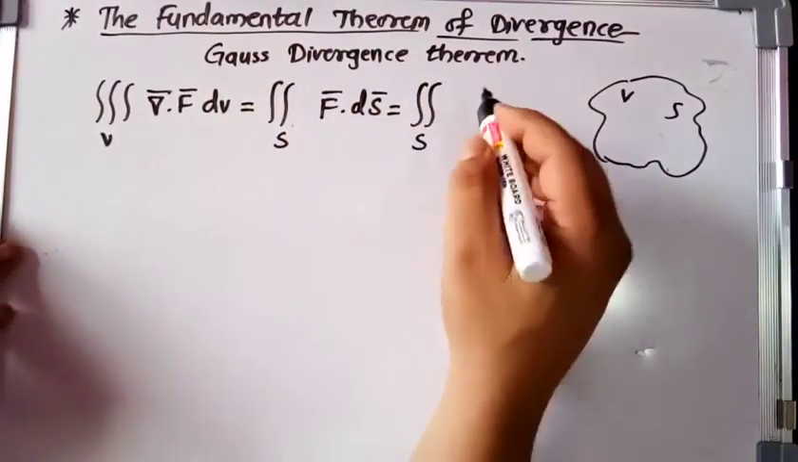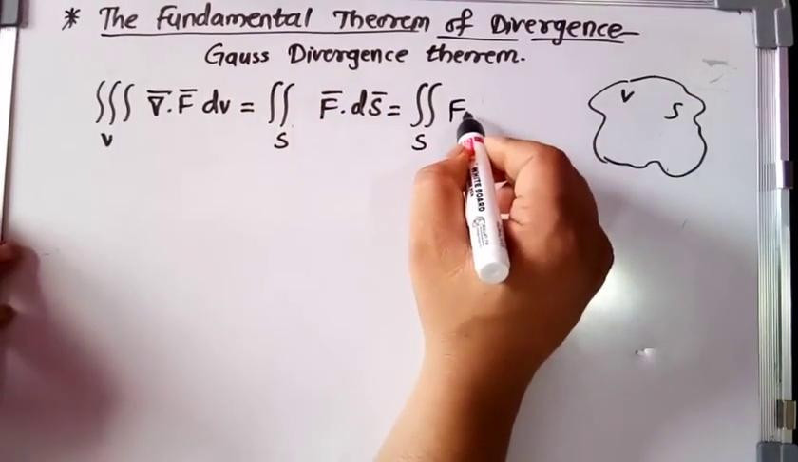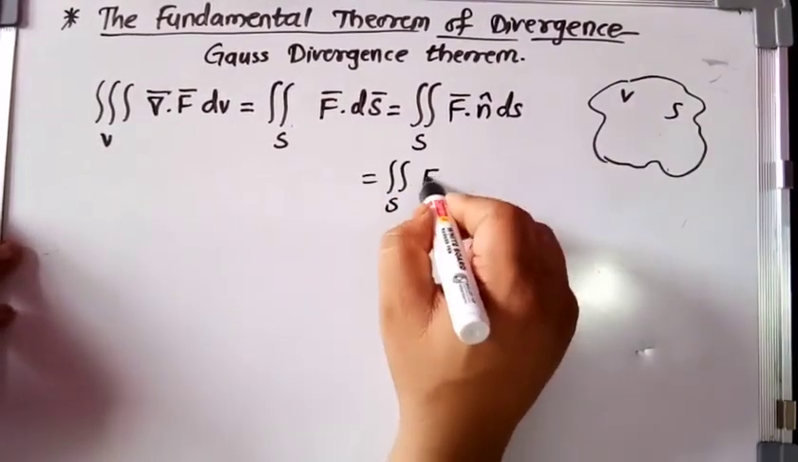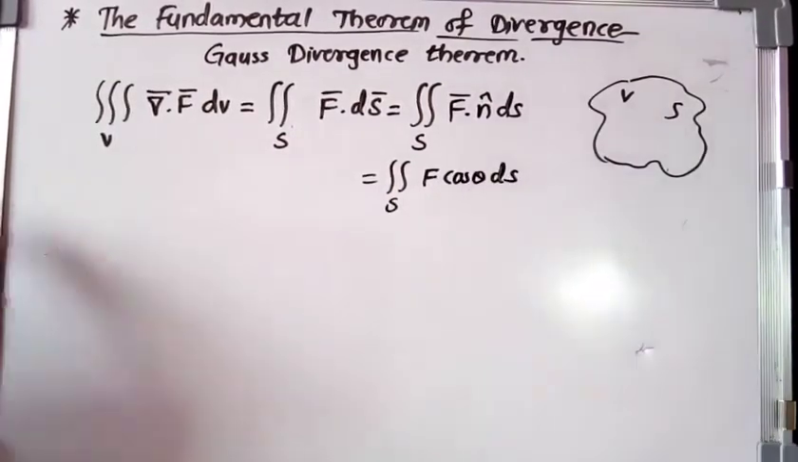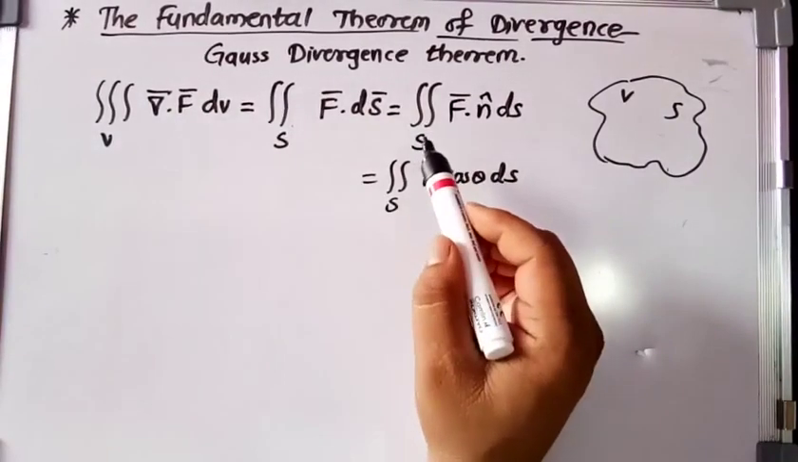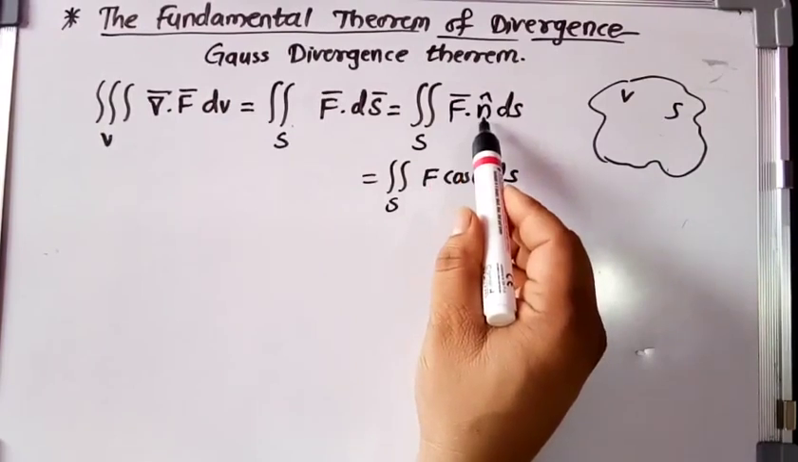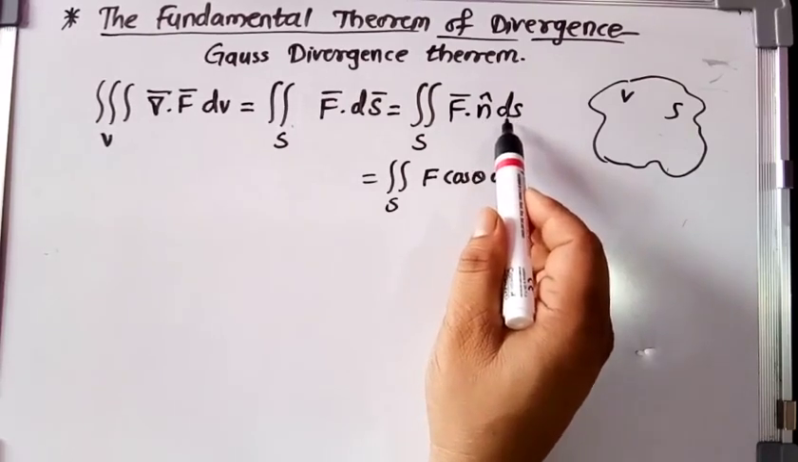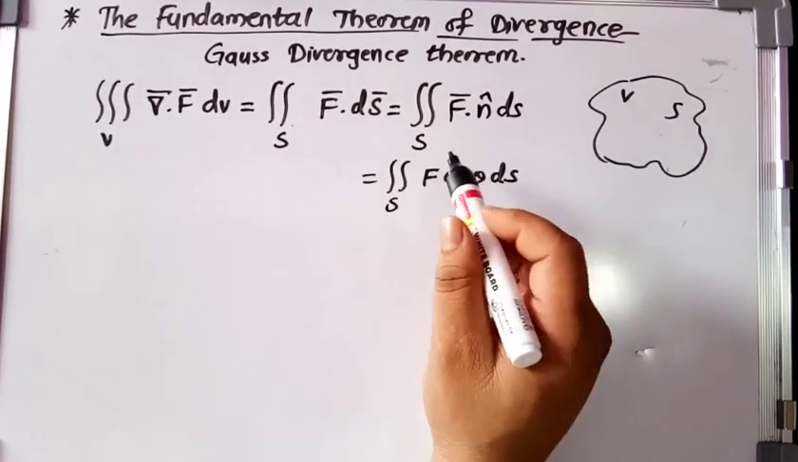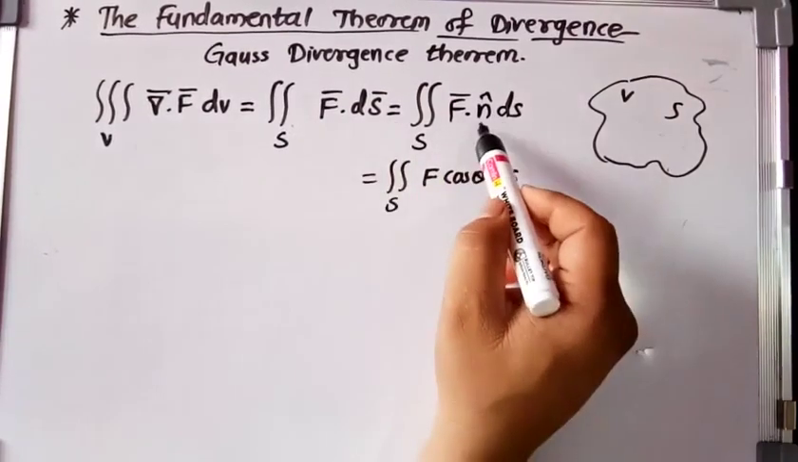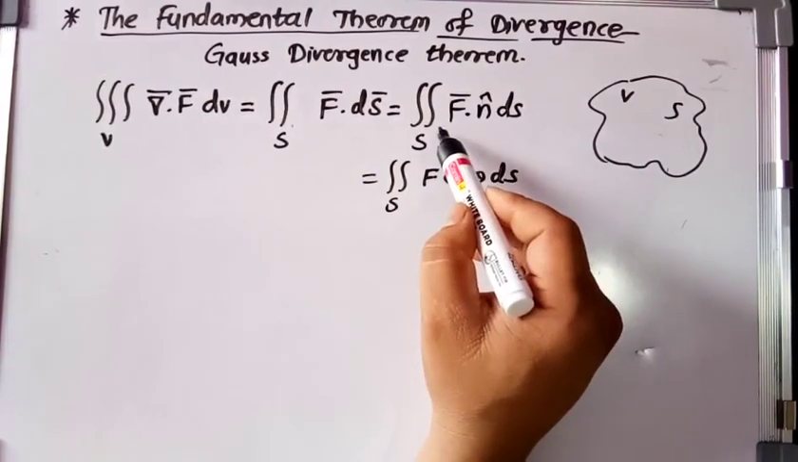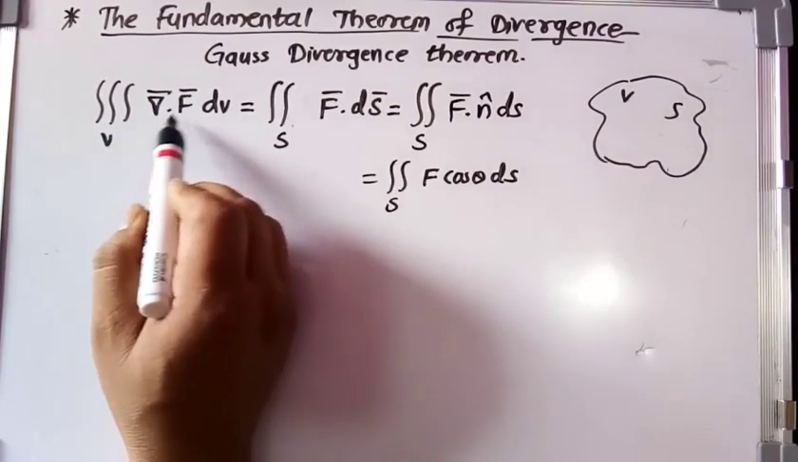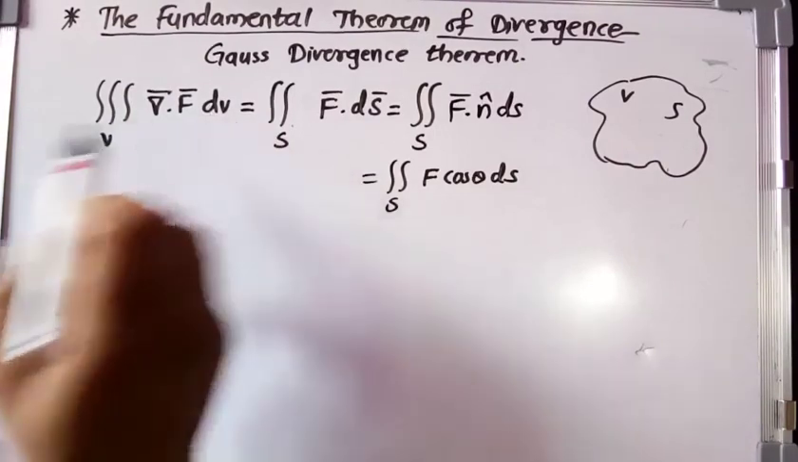which is equal to the surface integral of F dot n cap dS. Now see here, n cap is a normal vector to dS, that is, the area element, a surface element. That is, the surface integral of the normal component of the vector taken over a closed surface is equal to the volume integral of the divergence of F over the volume enclosed by that surface.